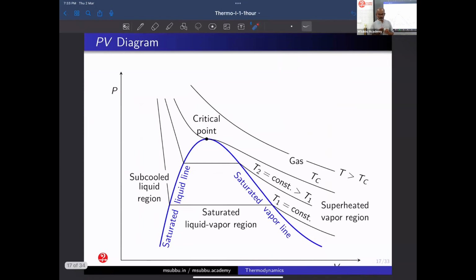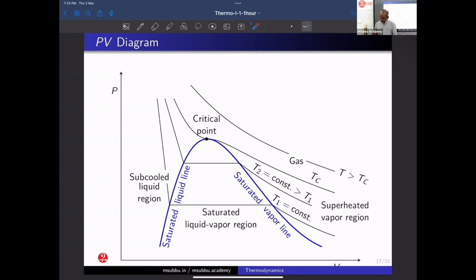Next thing is the pressure volume diagram. We need to discuss this. In the pressure volume diagram, these curves are what are called isotherms. These are all constant temperature lines. During the phase change, in addition to the constant temperature, there is also constant pressure. So this is a constant temperature line, and in addition to temperature remaining constant, pressure is also remaining constant during the phase change.